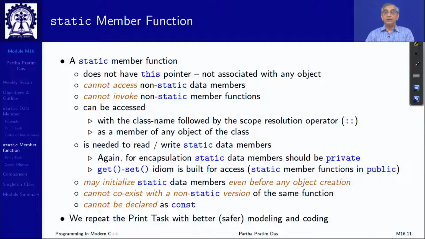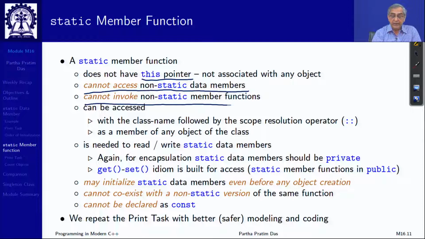Static member functions, the first difference is they do not have a this pointer, unlike the non-static data members, because they are not associated with any object, they are just associated with the class. So, there is no object instance whose this pointer can be or need to be passed here. They cannot access any non-static data member or any non-static member functions. Why can't they access? Because they do not have a this pointer. The non-static data member or the non-static member function is specific to an object instance, but a static member function has no this pointer. So, it cannot.